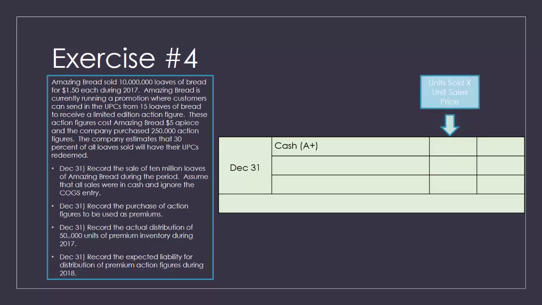How do we figure this out? We take our units sold and we multiply it by our unit sales price. We sold 10 million loaves. Each loaf cost $1.50, which means we're getting $15 million in cash from the sale of this bread, and we're going to record it under sales revenue for the same amount.